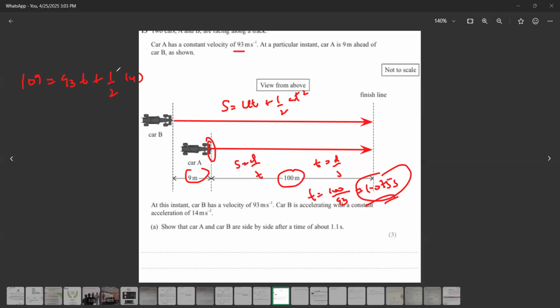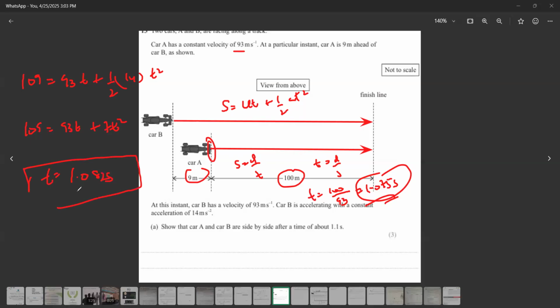The initial speed is 93, so 93 t plus half, acceleration, sorry, not gravity, acceleration of an object 14 t squared. So this will be 109 is equal to 93 t plus 7 t squared. Now we use a quadratic equation to solve. So we will take only the positive root, and the positive root is 1.08 seconds.